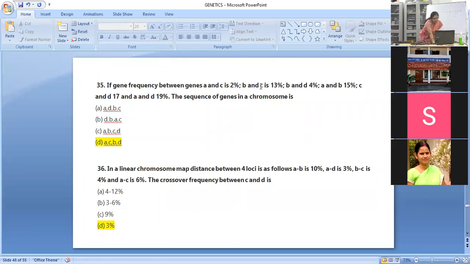C and D is 17, and A and D is 19. So this is 19%. So my correct sequence has to be A, C, B, and D. Fourth option. Is this clear?